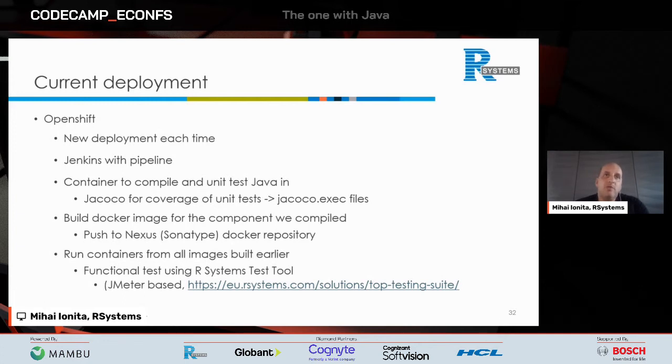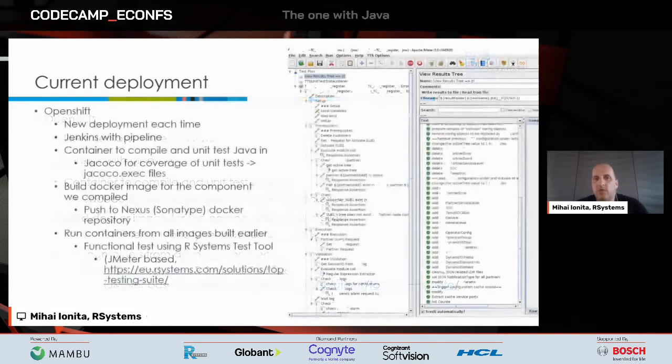So we continue the pipeline with running a suite of a few functional tests, and for this we are using our JMeter-based test tool. For the functional tests to work, we run the containers from all the images that we created earlier. All of them work together.